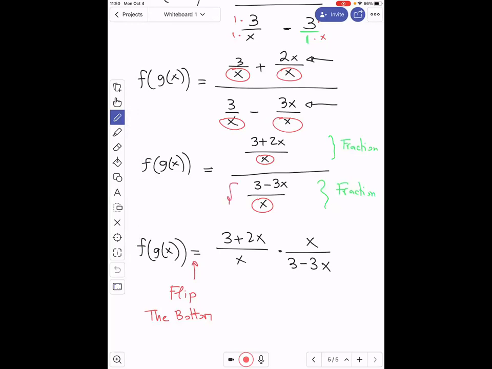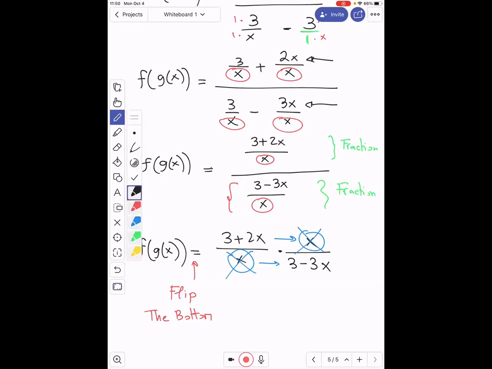As you can see, I flipped the denominator. Now it's a multiplication, right? So how do we multiply fractions? We just multiply straight across. So it's 3 plus 2x times x, and then this x times the 3 minus 3x. But as you can see, guys, the x here and the x here cancel out, because you multiply and divide by the same thing. So the x over x just cancels out.